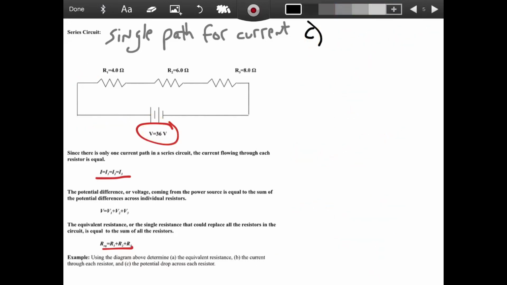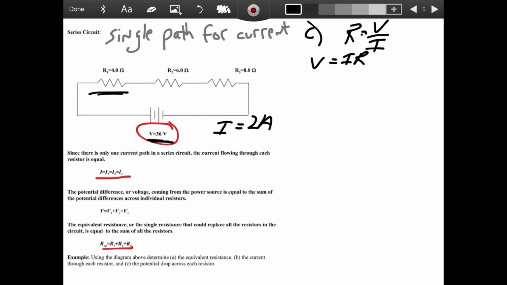All right, now on to part C, where we want to find the potential drop across each resistor. And again, we need to keep in mind that this has to add up to this 36. So again, we're going to use Ohm's law, which is R equals V over I. And since we're looking for voltage here, I'm just going to rearrange it and have V equals I times R. First, I'm going to look at this resistor. And if we think back to part B, we know that the current everywhere is 2 amps.